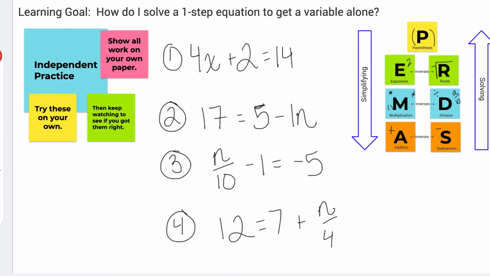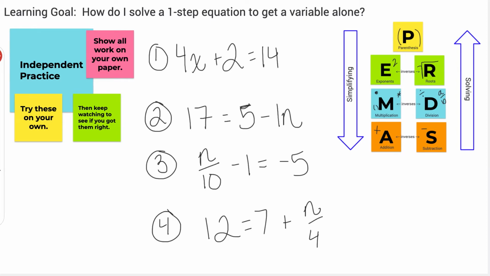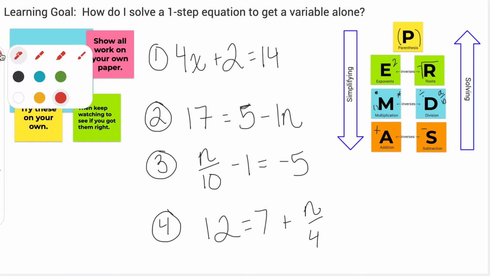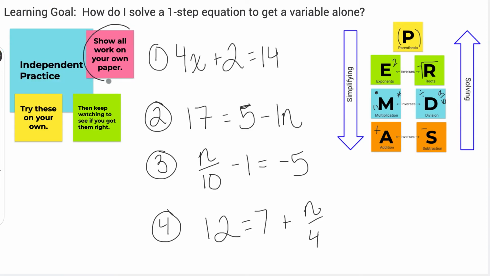So what I'd like you to do now is I have these 4 problems, and I would like for you to try them on your own, and I want you on your own paper to practice showing your work. So you can see here we have our independent practice problems, and first make sure you do show all your work on your own paper. This might take you 10 or 15 minutes, that's okay. You're trying them on your own, and then when you're done, you'll submit your answer and then keep watching to see if you got them right. So go ahead right now and try these problems on your own.